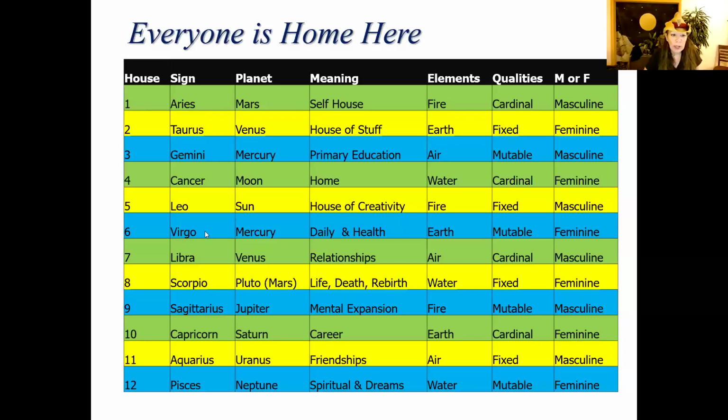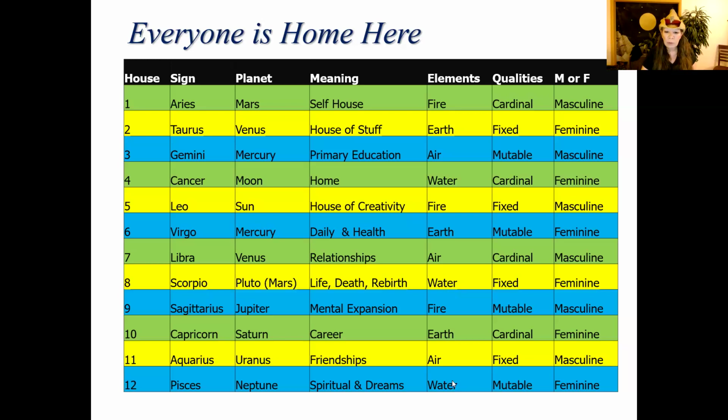So let's take a look here, moving forward. And now here's the sixth and final opposition. Virgo, sixth house, Mercury, day-to-day activity, health and well-being, earth sign, mutable, feminine, 180 degrees or exactly six signs apart from Pisces. Pisces, Neptune, spirituality and dreams.